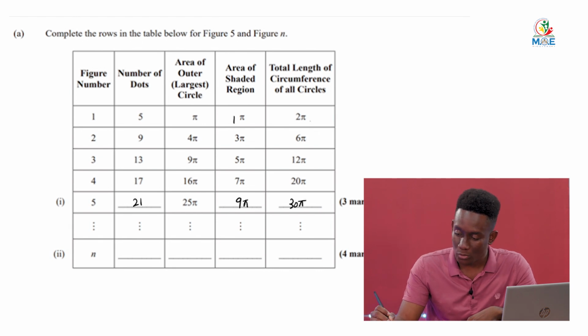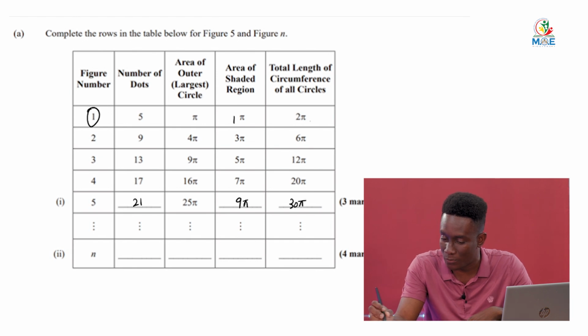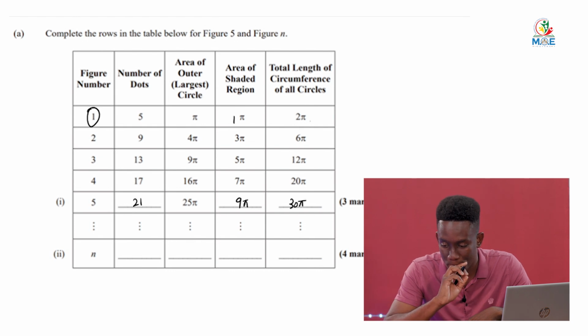So what can we do? Let's see, we have 1 here, and we see it's inconsistent here. So we have 1 here and we have 2. Let's see.